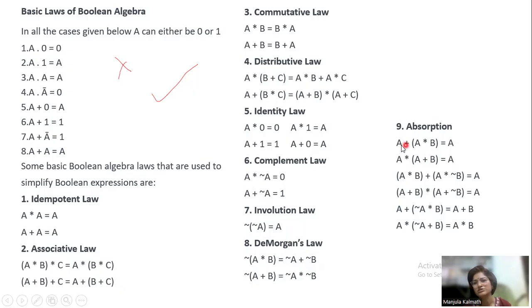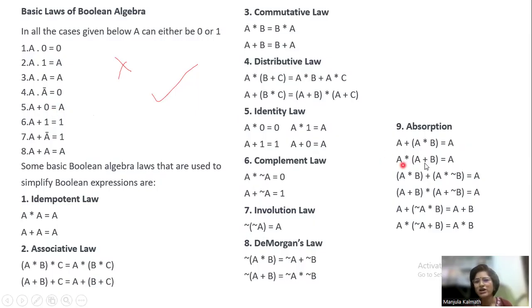the terms: A plus A into B equals A. How is it? A plus A into B, if I expand this one, is (A plus A) into (A plus B). So here we have A plus A into A plus B. Again I'll take A common here: 1 plus A, 1 plus B becomes 1. Here it is given. So we just go according to this one.